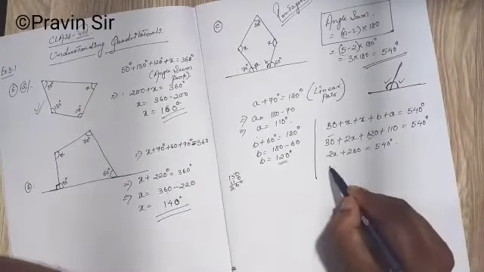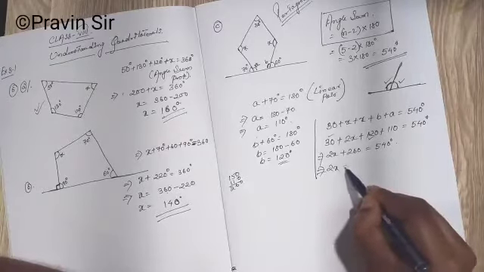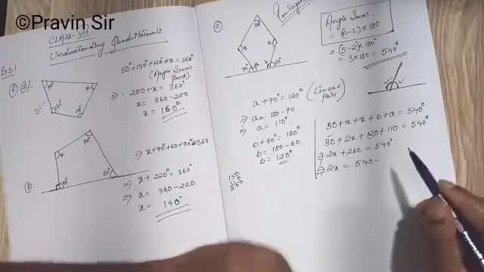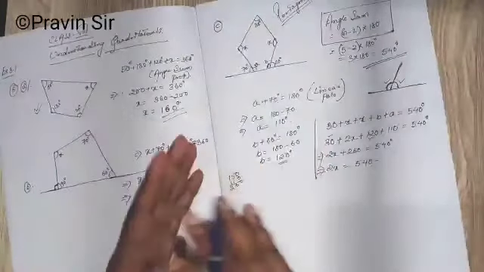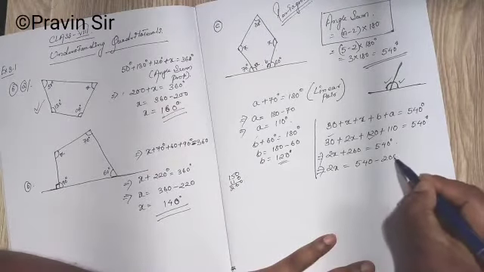Correct. Now 2x is equal to 540 degrees minus 260, because we have to find x. Whatever other things are there, we transpose to the other side. So 540 minus 260 degrees.